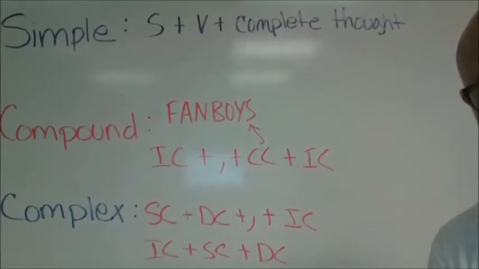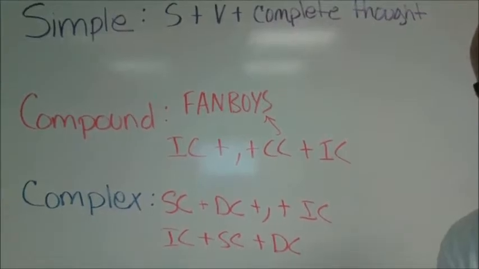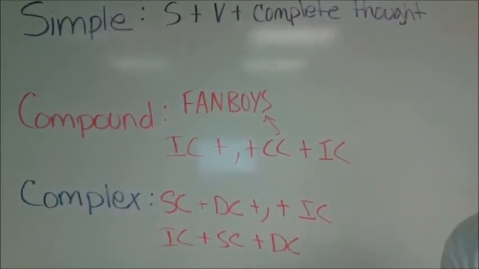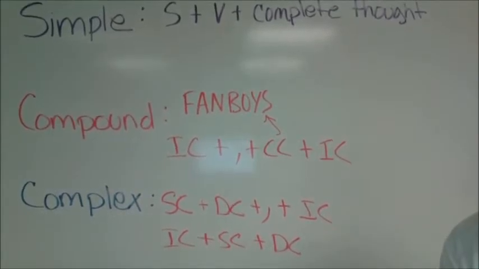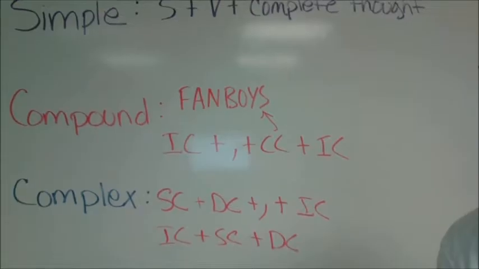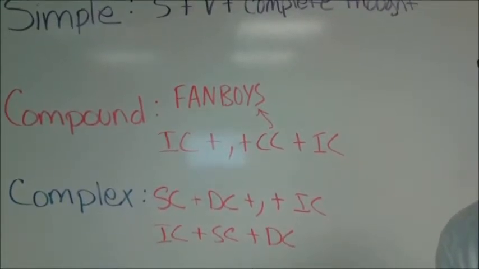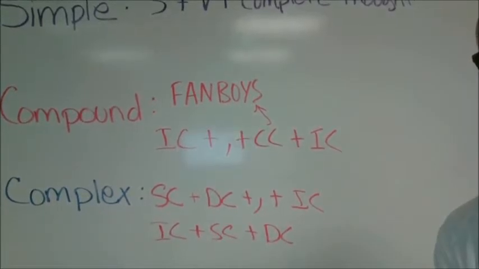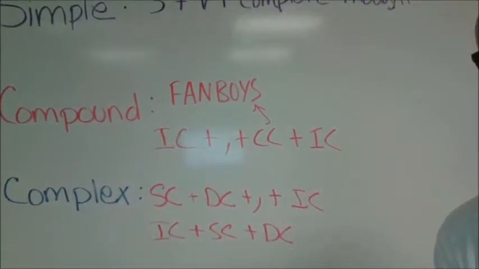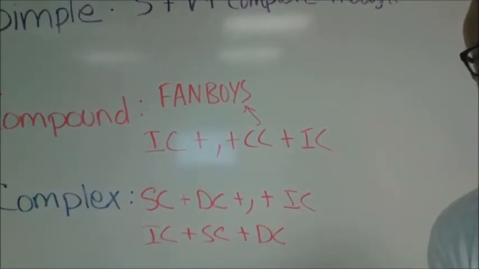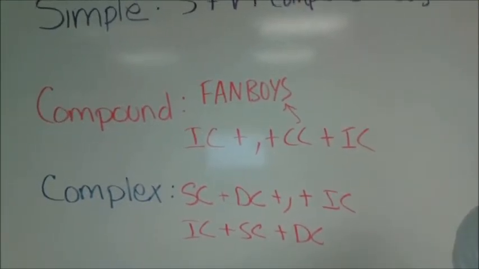Simple: subject, verb, complete thought. Compound: independent clause, plus comma, plus fanboy, plus independent clause. Complex sentence: subordinating conjunction, plus dependent clause, plus comma, plus independent clause. Or the opposite is an independent clause, plus subordinating conjunction, plus dependent clause.